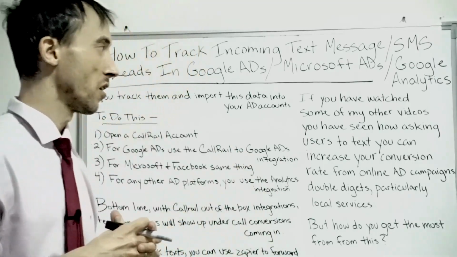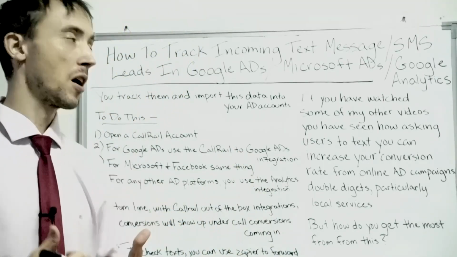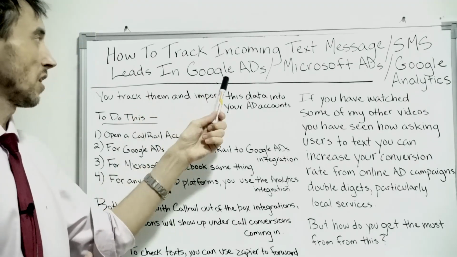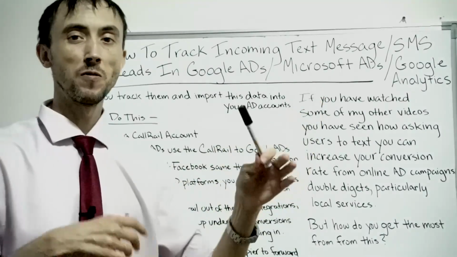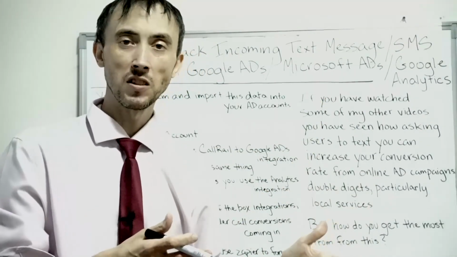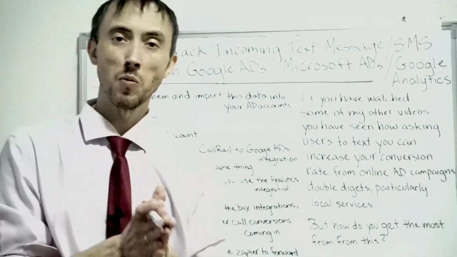So again, in summary, Callrail has direct integrations with Google Ads, Microsoft Ads, and Facebook Ads. With that, you do the integration, and inside your ad platform itself, you can see calls and texts as a part of one goal.